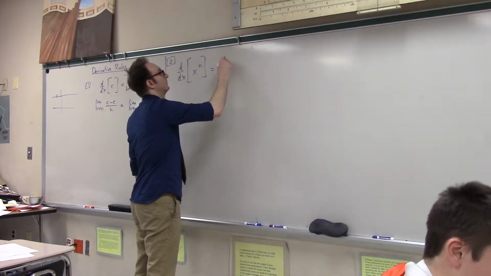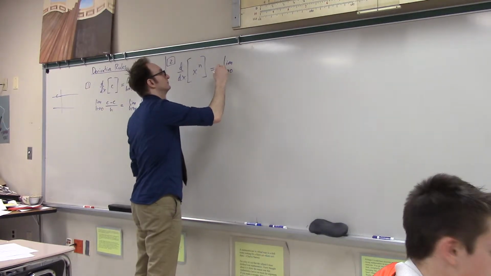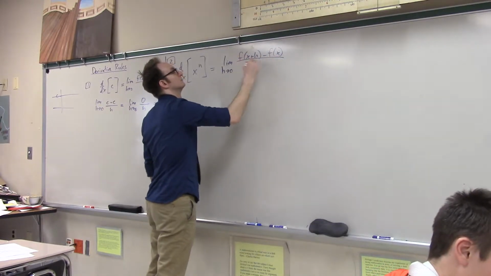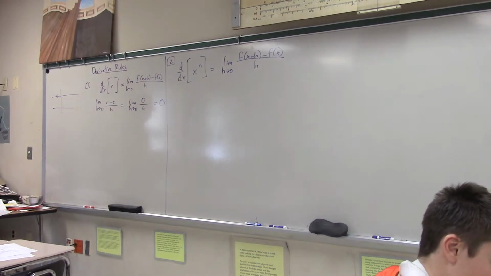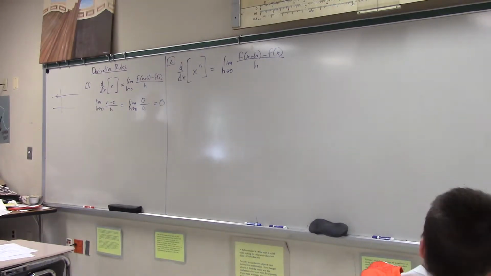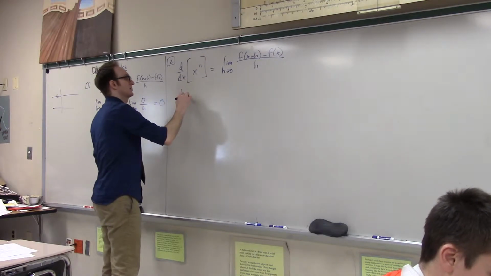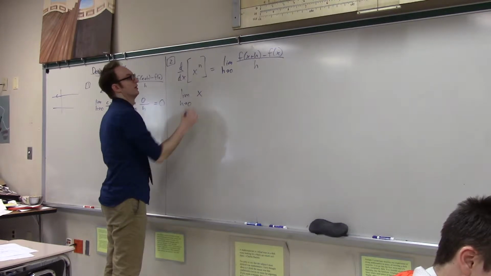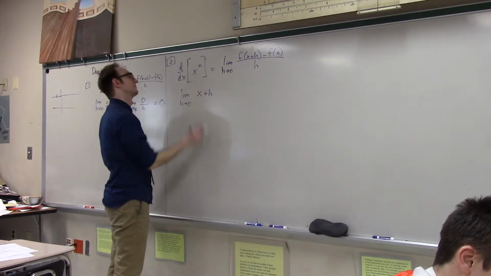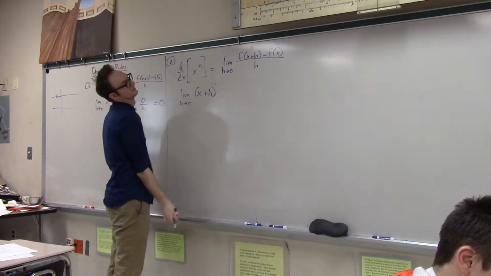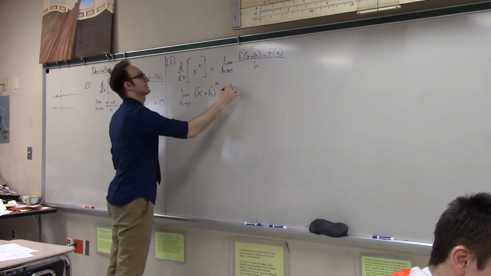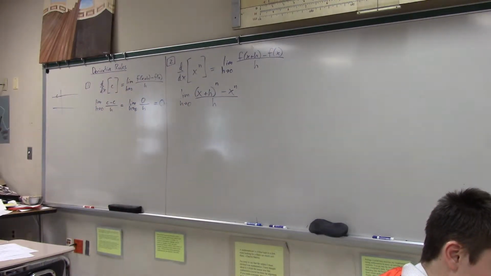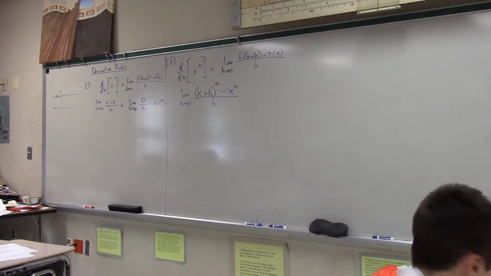So squares, like plus... in general, it's always just this. So we have x plus h to the n, minus x to the n, all over h. What do I do now? Multiply it out.